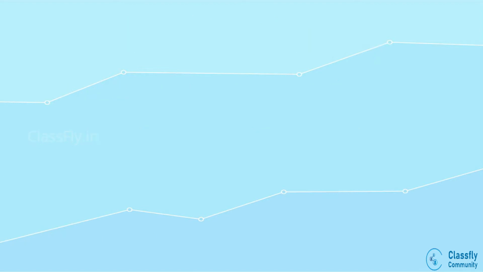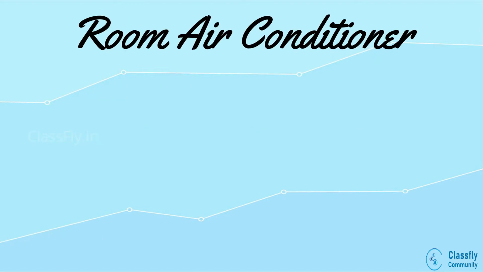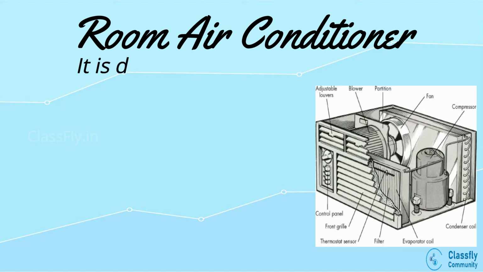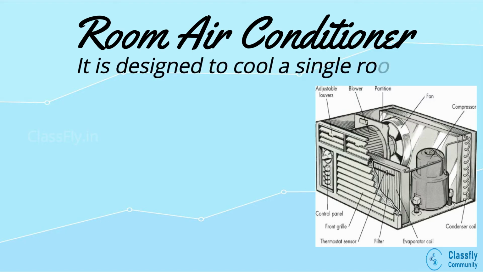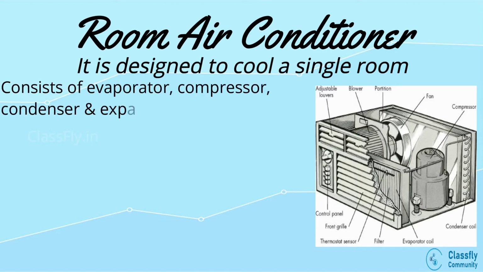Let us understand this by looking into the working of a room air conditioner. A room air conditioner is an air conditioning system which is designed to cool a single room. This air conditioning unit mainly consists of a compressor, condenser, expansion valve and evaporator. This works in a vapor compression cycle.